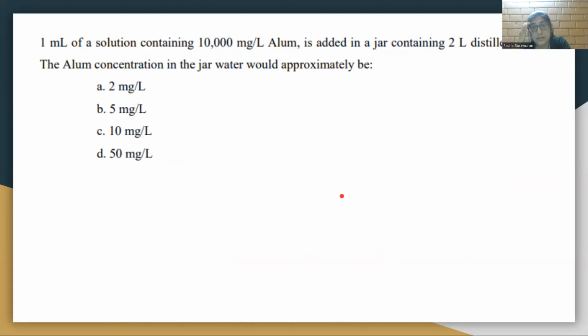This is regarding concentration of alum. So 1 milliliter of solution containing 10,000 milligram per liter of alum is added in a jar containing 2 liters of distilled water. What will be the concentration of alum in this jar water? The answer is B. You can just do it and see if you're getting the correct answer.